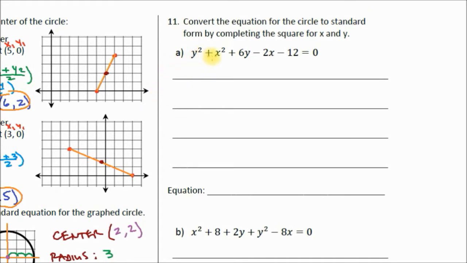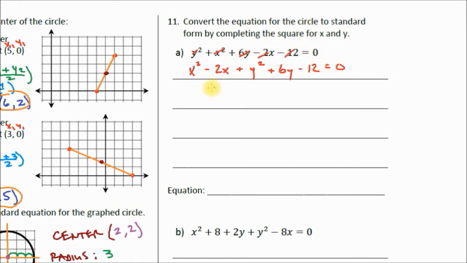Step number 1, put the terms in proper order. So we're going to put the x squared term first, the x value that's not squared second, then the y squared term third, and then the non-squared y term fourth, and then we're going to put our constant last, and then that equals 0. And make sure we got everything. We got x squared, negative 2x, y squared, positive 6y, negative 12. Alright, we're good to go.